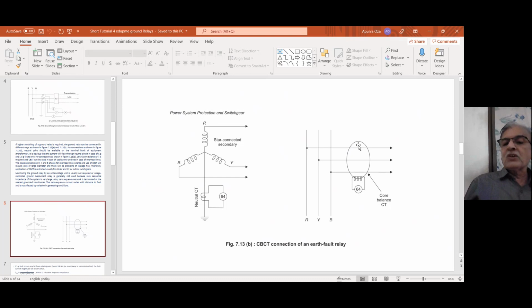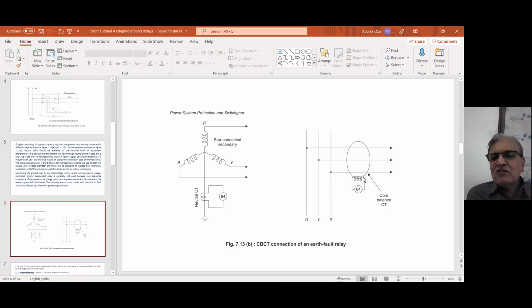So only for line to ground fault, that means zero sequence current is present only for line to ground or double line to ground. Then the flux will be there in the core. That flux will cut the secondary winding, and there will be an operating voltage for relay 64. Right. So this is, once again, there is only single core, no mismatch between three CT cores. Therefore, you can make the relay more sensitive, right?